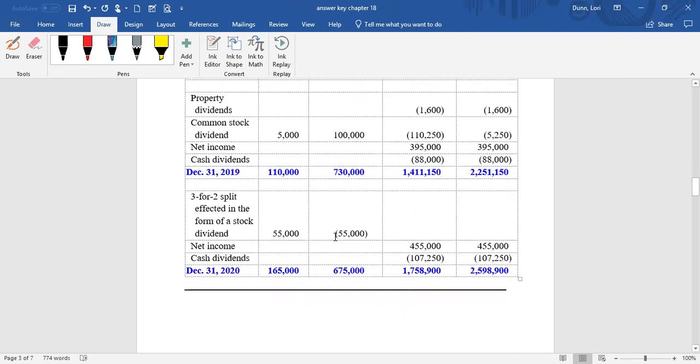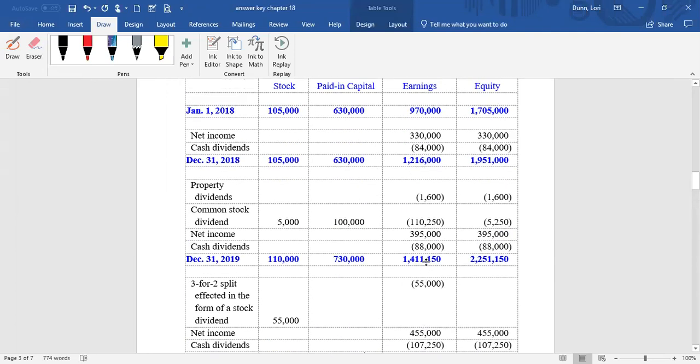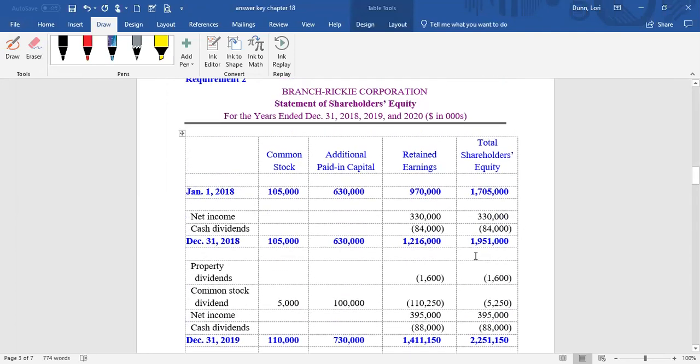Now, your book, or your author, likes to decrease paid-in capital for large stock dividends. I'm not going to. I'm decreasing retained earnings, like I told you. So paid-in capital is at 730,000. The most activity over the past 3 years was in retained earnings. Take a look. Starts at a $970 million balance.